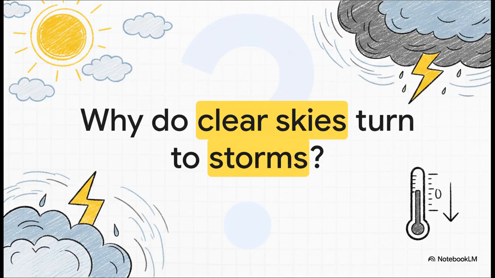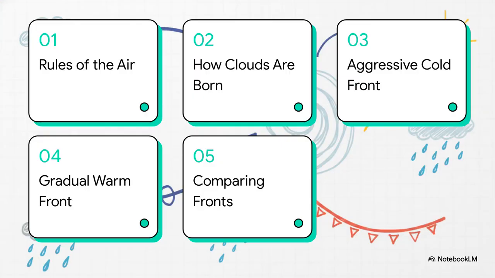But the truth is, it's not random at all. Actually, there's a highly precise, structured sequence of thermodynamic events happening up there. And once you know what to look for, you will literally never look at the sky the same way again. Okay, let's dive into this. Today we'll be laying out our structural roadmap to solve this atmospheric puzzle by covering the rules of the air, how clouds are born, the aggressive cold front, the gradual warm front, and finally, a head-to-head comparison.